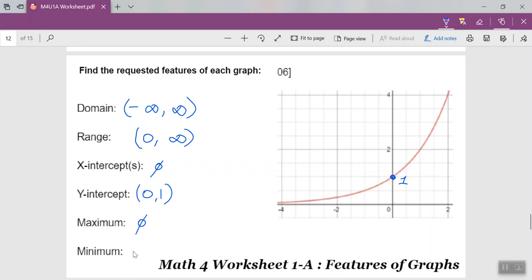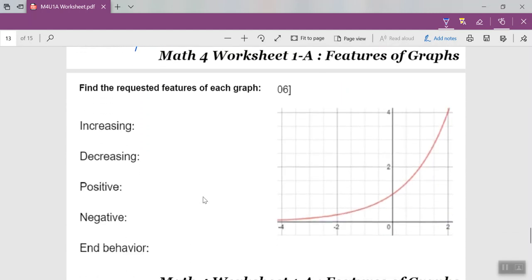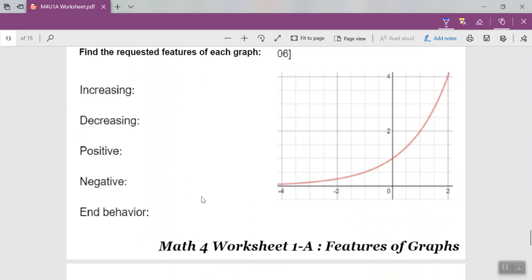And the minimum, I'm going to write it like this. Because we can't say that 0 is a minimum because it never touches 0. But this is kind of like an open circle. We can say that it gets as close to 0 as you think possible, but it will never actually touch 0. Increasing and decreasing. Well, it is all increasing the whole way. There's not a bit of it that's decreasing. There's not a bit of it that's negative, and the whole thing is positive.